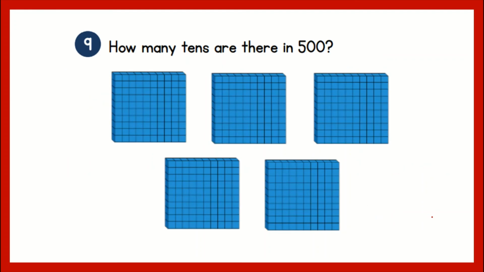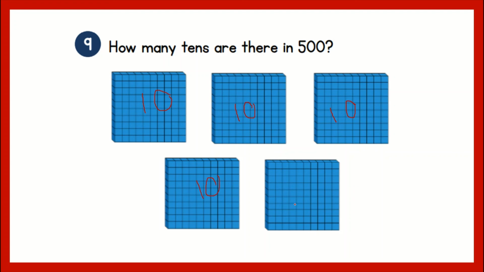Question 9. How many tens are there in 500? So we've got 5 100 blocks. We can count each of these tens. So each of these rows are 10. And we need to find out how many tens are in 500. So 1, 2, 3, 4, 5, 6, 7, 8, 9, 10. This one has 10. So this one also has 10. So does this one. And this one.